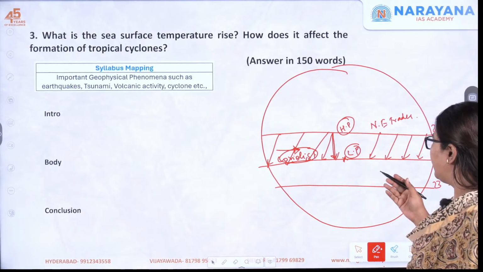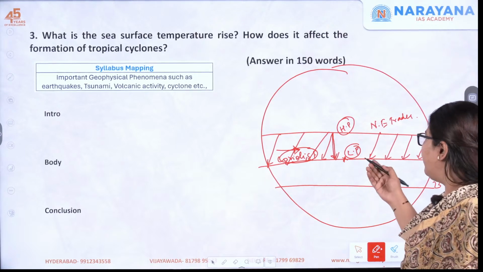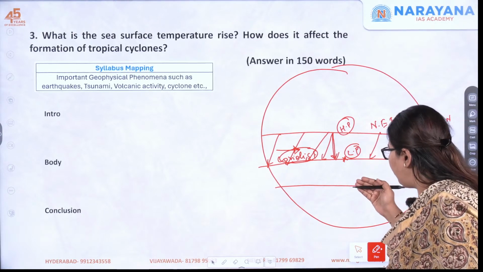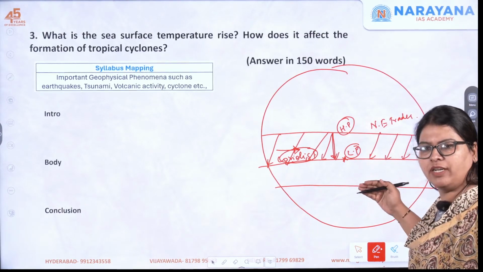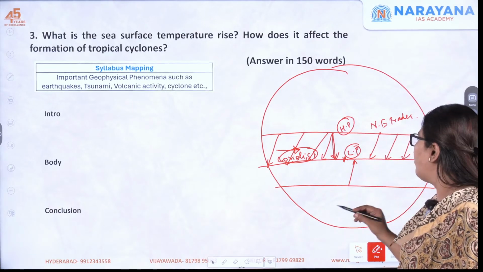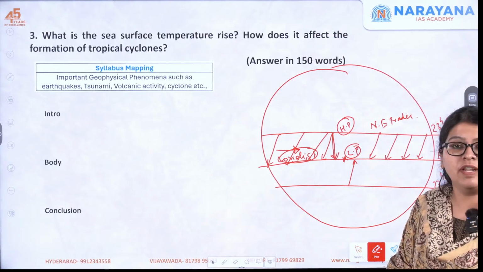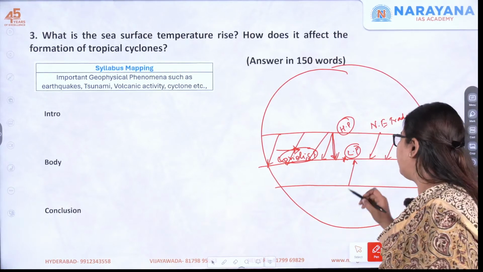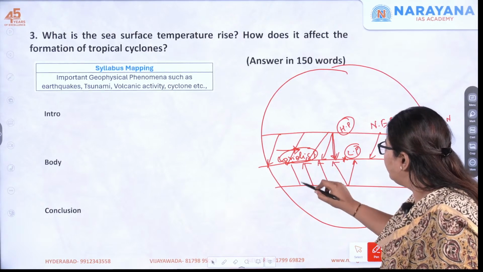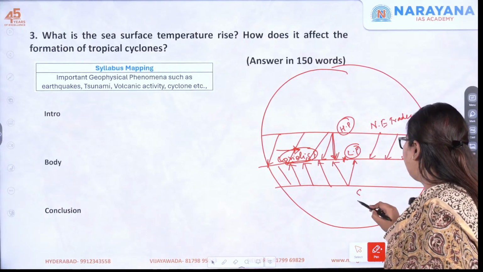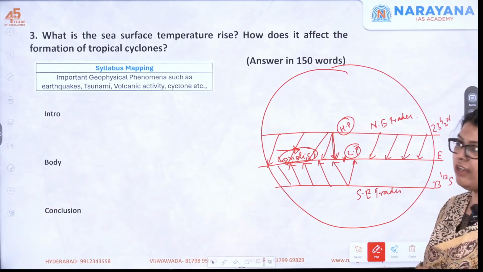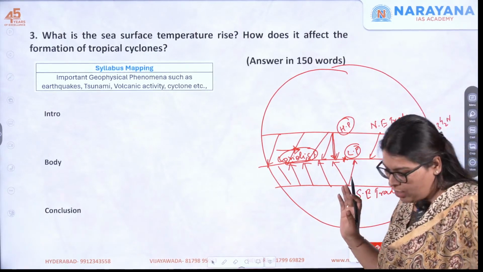Similarly, in the southern hemisphere, the air rises from the low pressure and moves towards the high pressure. From high pressure, it sinks, descends and moves towards the low pressure. Because of the Coriolis force, it deflects towards the left in the southern hemisphere. So here, the wind system moves like this. This is called the southeast trades. So this is what generally happens. This is the general phenomenon that takes place in the wind system.